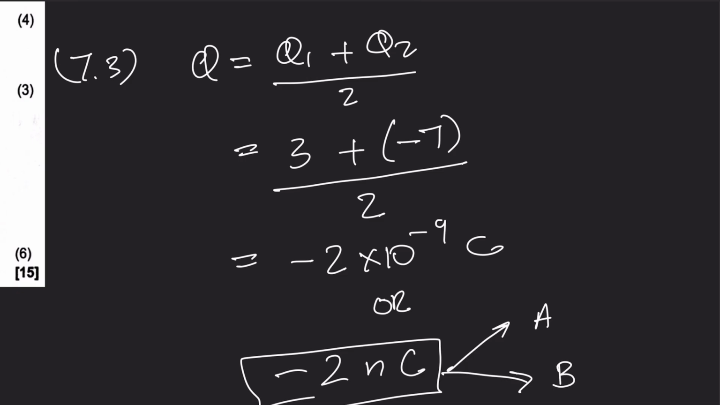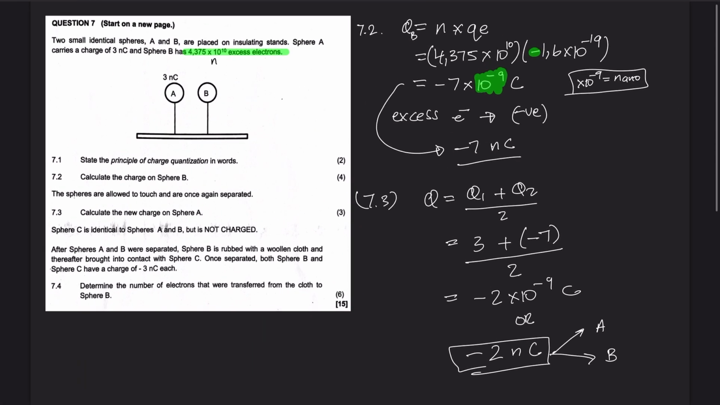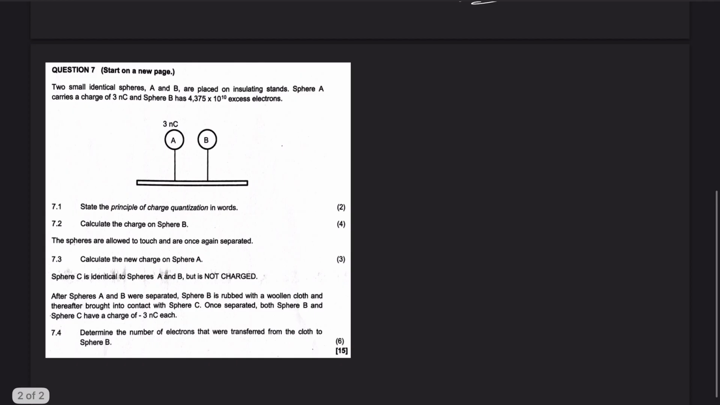Now, it's important that you understand that this is going to be the charge on A, and it's going to be the charge on B. Both of them will have the same charge after contact, right? And that will always be the case. When two charged objects touch each other, after contact, they will both have the same charge. Okay, let's move on.